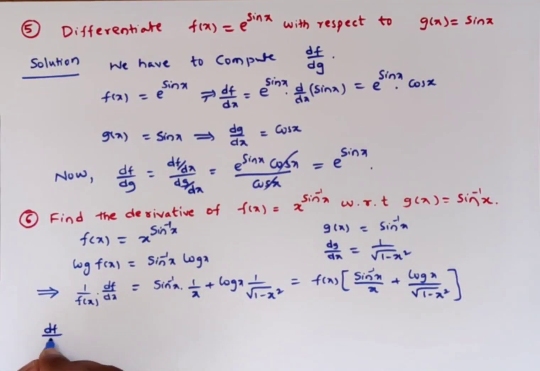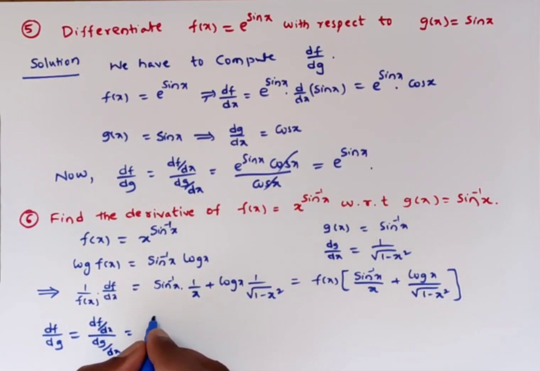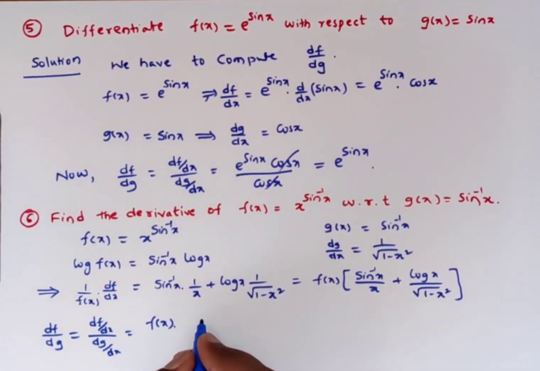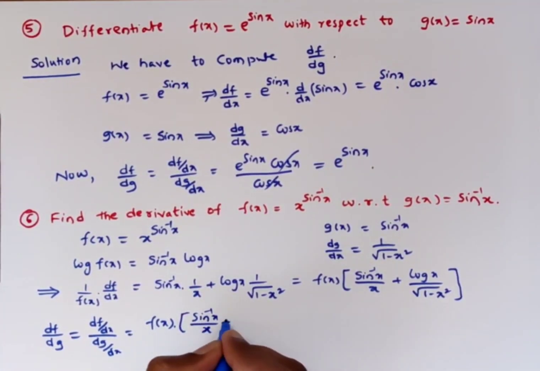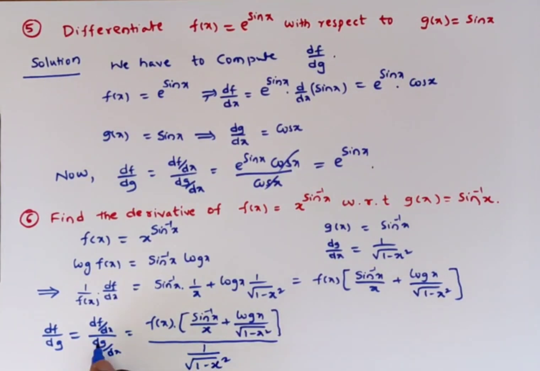So df by dg is equal to df by dx by dg by dx. Now df by dx is nothing but this f of x into sin inverse of x by x plus log x by root of 1 minus x square. Now whole divided by 1 divided by root of 1 minus x square, since dg by dx equals 1 by root of 1 minus x square.